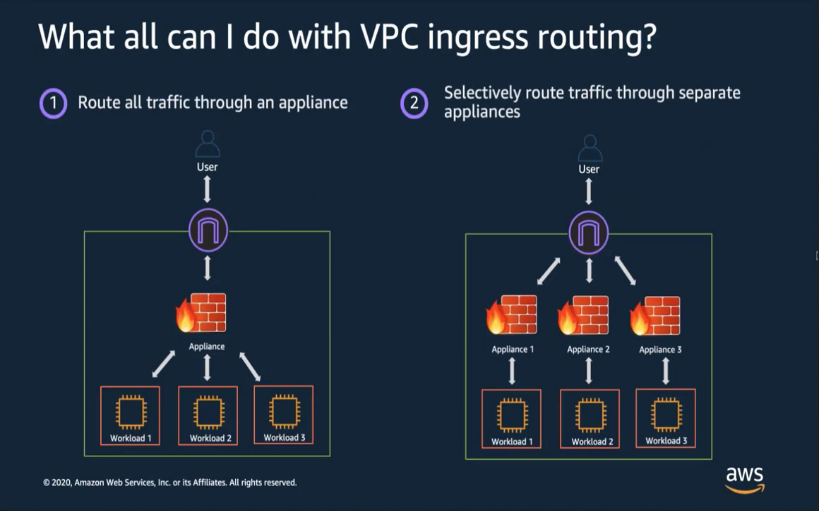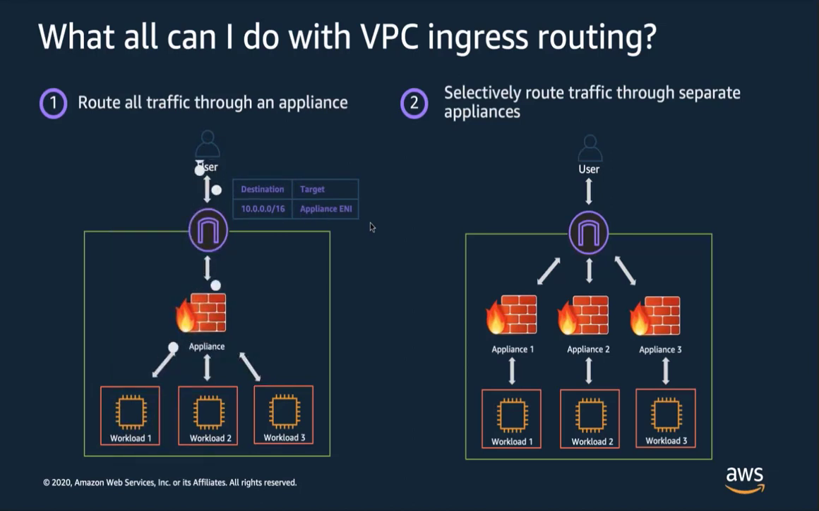So the two main use cases are, the first is that you can route all traffic through an appliance, as we saw in the previous slide. Here, what you do is that irrespective of your workloads, you replace the local route in the gateway route table and pass all the traffic through the appliance's ENI. And a more flexible use case is the second use case.